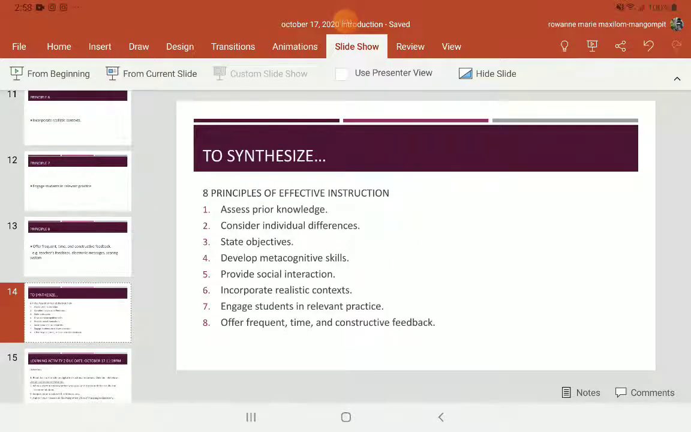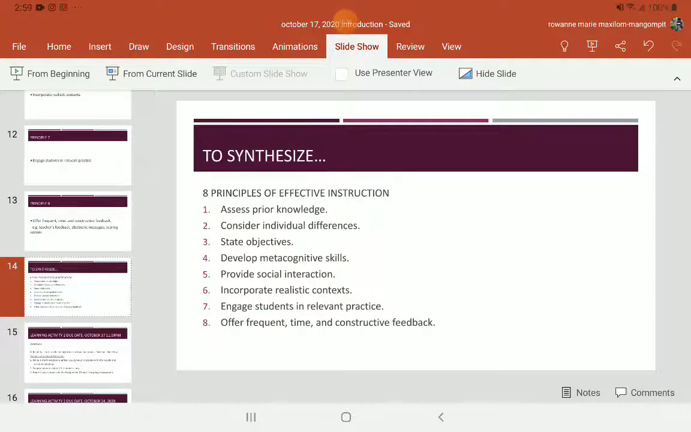And then to synthesize, there are 8 principles of effective instruction: assess prior knowledge, consider individual differences, state objectives, develop metacognitive skills, provide social interaction, incorporate realistic contexts, engage students in relevant practice, offer frequent, timely and constructive feedback. So it can be a balance of the strengths and the things that need to be improved by the students.